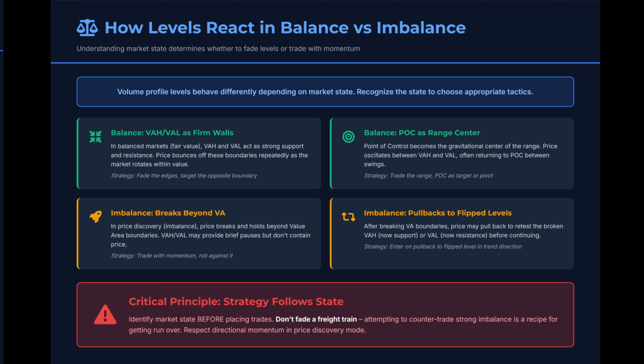Over time, your brain will recognize the patterns instantly, and you'll know exactly how to read and trade the levels based on state. Next, we'll explore how to read developing volume in real time as it builds throughout the session, so you can anticipate state transitions and adjust your strategy dynamically before most traders even realize the market has changed.